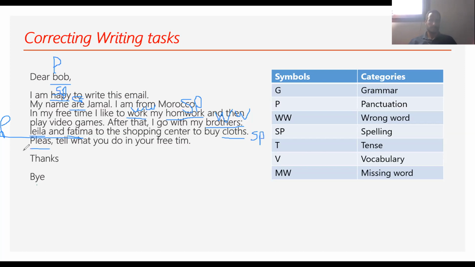Please, again, spelling mistake. Missing word. Time is a spelling mistake. Free time. Before that, we have a missing word, yes. Amina? Tell me. Before we have a missing word, tell me. And also what?